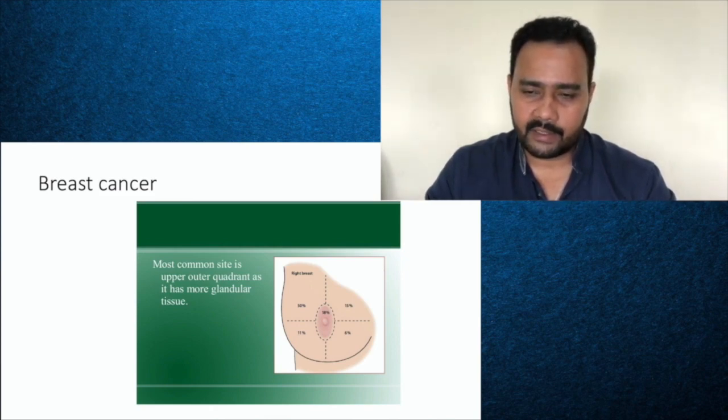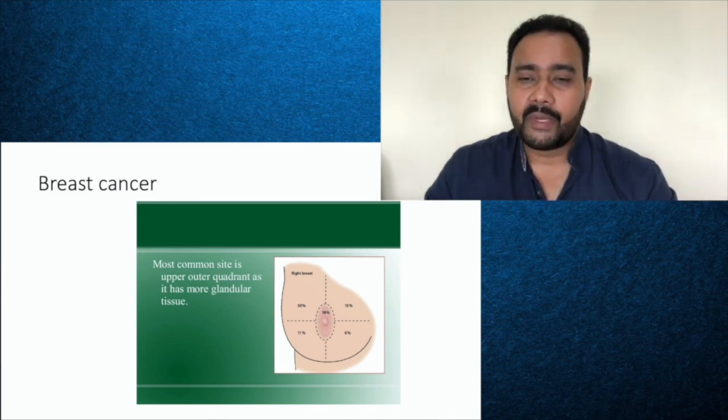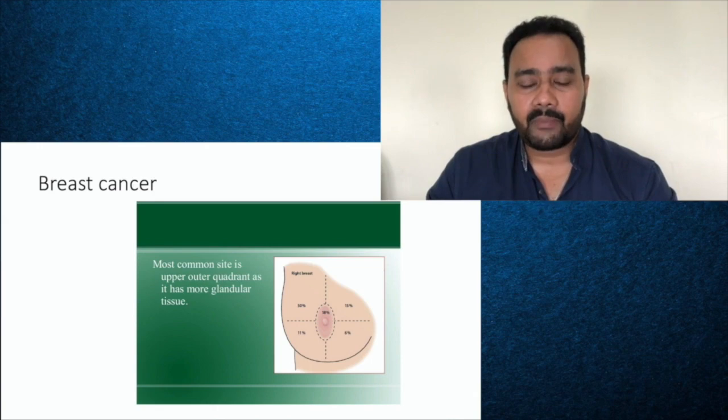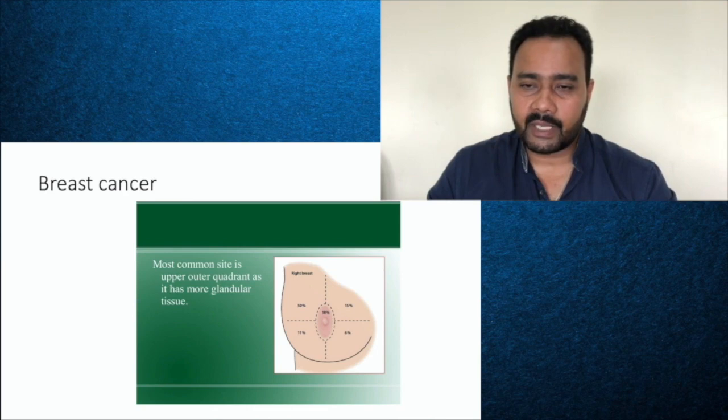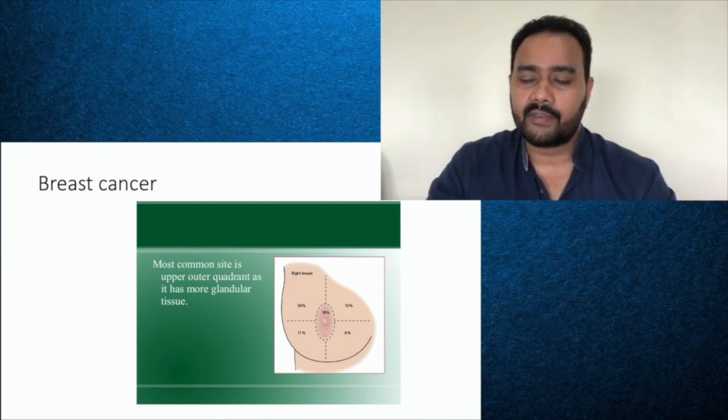And then this area is called the lower inner quadrant, and most of the glandular structures are situated in the upper outer quadrant. So that is why breast cancers are more common in the upper outer quadrant. 50% of breast cancers are situated in the upper outer quadrant. So if anybody asks why breast cancers are common in the upper outer quadrant, the anatomical basis is that there are more glandular structures in the upper outer quadrant. So that is why people develop breast cancers in that area.